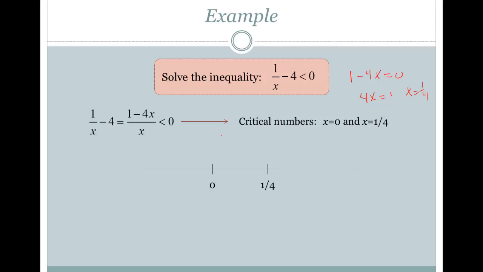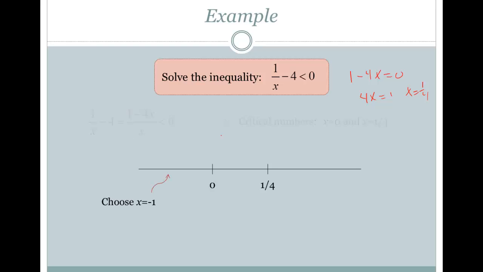Now the next step is to pick some values. Over here I'm going to pick -1. When I pick -1 and plug it into this expression, the numerator is going to be equal to 5, so I will get 5 over -1, which is equal to -5, which is obviously less than 0. So it's going to be true on this test interval right there.